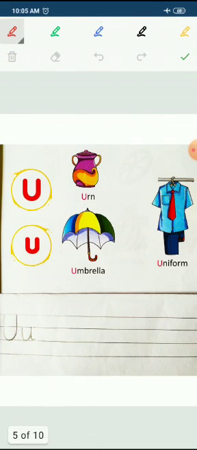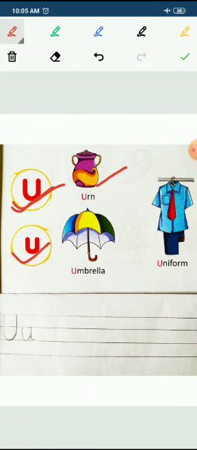Next letter is U. U for umbrella. This is capital U and this is small u. This is a picture of an umbrella. Umbrella is used in rainy season. This is a picture of a uniform. I write here both letters, capital U and small u. Capital U always comes in the top three lines and small u comes in the middle two lines.